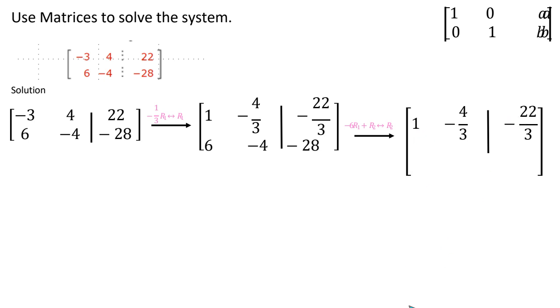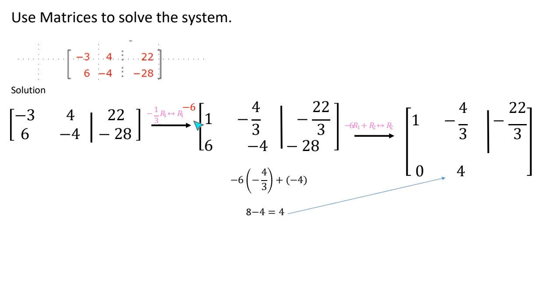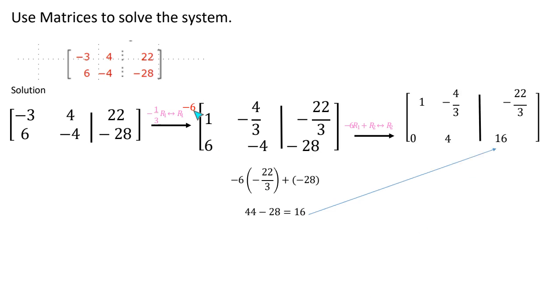So row 1 is not going to change, so I went ahead and wrote it. And now we have -6 times 1 is -6 plus 6 is going to be 0. And then -6 times -4/3 plus -4 is going to be 4. And last, -6 times -22/3 is going to be 16. So we write our 16.